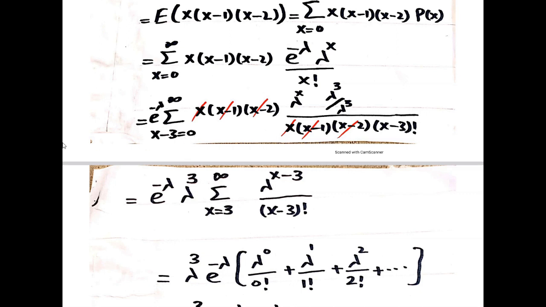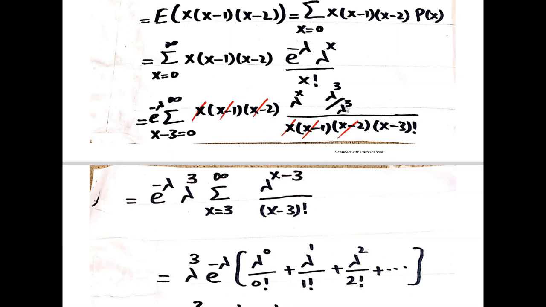when we move one term to the other side of the equal sign, its sign changes: plus converts into minus and minus into plus. So this is x equal to 3 to infinity. Cut these three terms, x into x minus 1 into x minus 2, with this x into x minus 1 into x minus 2.